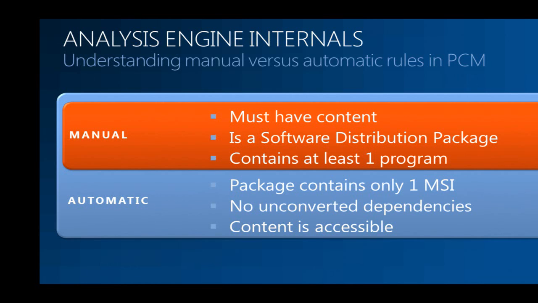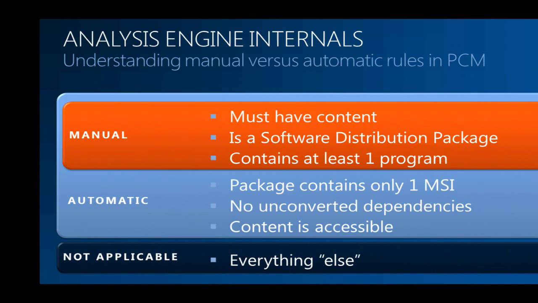And that is it contains only 1 MSI. The content has to be specifically an MSI, and there can only be 1 of them. It can't have any unconverted dependencies, so if it has a dependent app on it, that has to be converted as well. If it's not already converted, then it won't be automatic. It will be fix and convert. And then the content has to be accessible to us. So we have to be able to go and contact the share that the content is at and be able to see it and interrogate it and pull out the MSI product code, give you detection method, that kind of stuff. So if those 6 things are met, it's automatic. If only 3 are met, it's manual. Make sense?